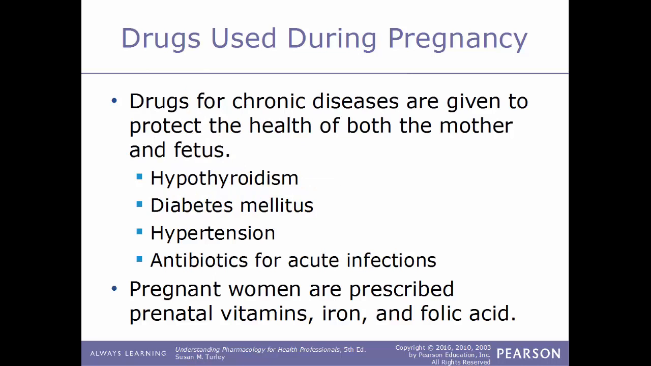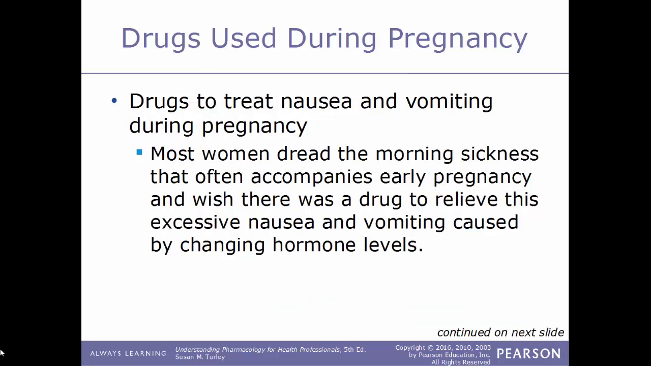Now, drugs for chronic diseases are given to protect the health of both the mother and the fetus. So chronic conditions such as hypothyroidism, diabetes mellitus, hypertension, and antibiotics for acute infections. And also pregnant women are prescribed prenatal vitamins, iron, and folic acid. All right, now we'll talk about drugs that are used to treat nausea and vomiting during pregnancy.